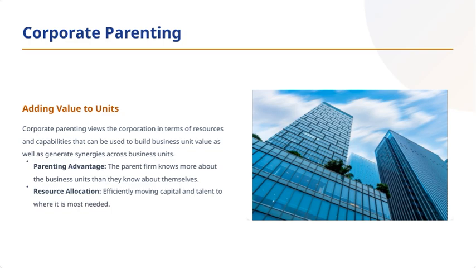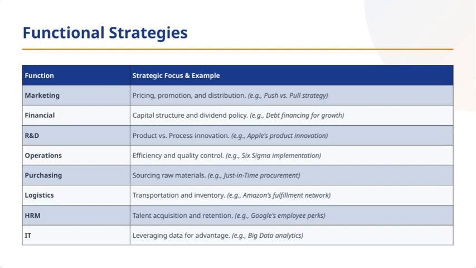By adding value to each unit through strategic support and resource sharing, the parent company plays a crucial role in driving overall success. This aligns with our broader theme of how effective corporate management can enhance performance and foster sustainable growth. Let's take a closer look at the various functional strategies that support a company's overall strategic plan. Starting with marketing, this area focuses on pricing, promotion, and distribution. For example, companies might choose between a push strategy, where they actively promote to distributors, or a pull strategy, where they create demand directly with consumers.